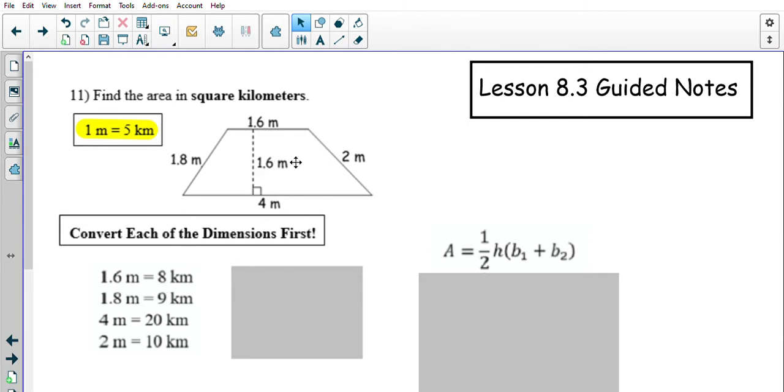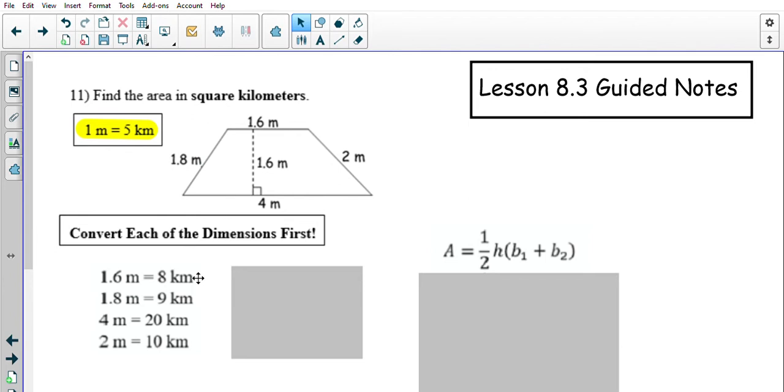But the 1.6 meters, which is this base as well as the height of this thing, is equivalent to 8 kilometers. Now you might be thinking, how in the world did she get that? Well, what I did was I took, since 1 meter is 5 kilometers, I took the 1.6 times 5. So if you take 1.6 times 5, that will get you 8 kilometers.